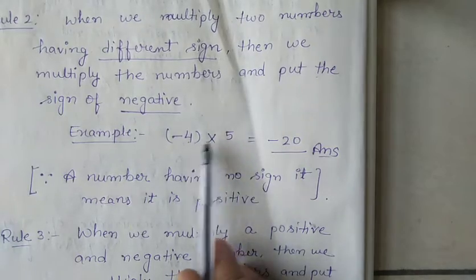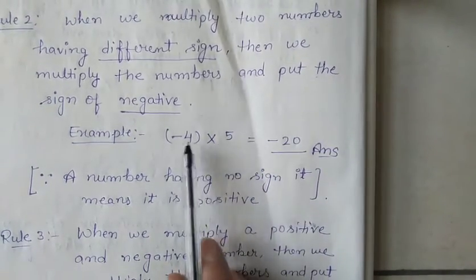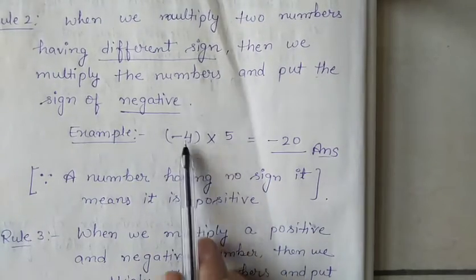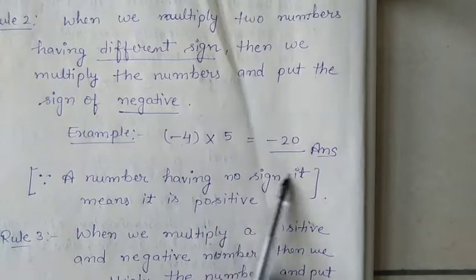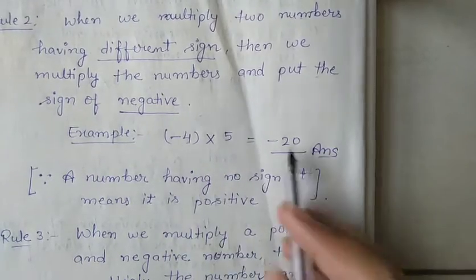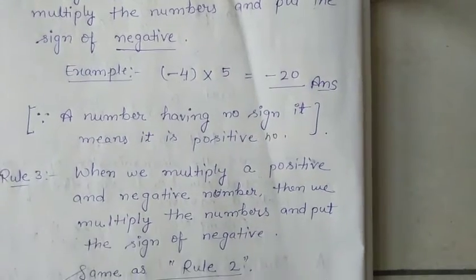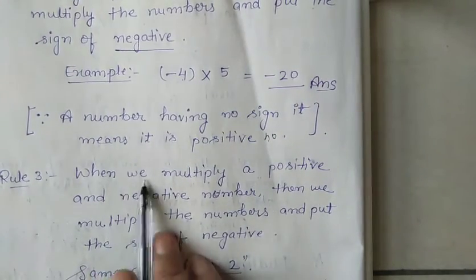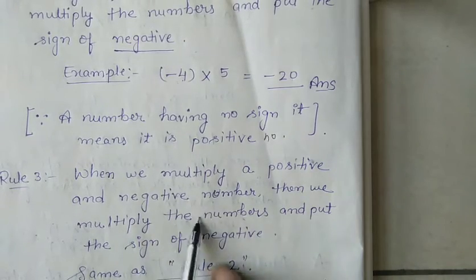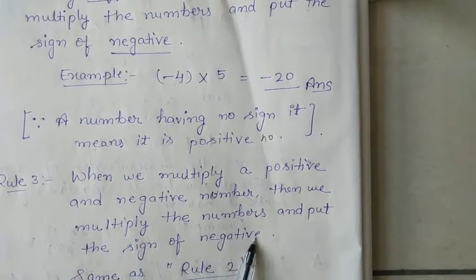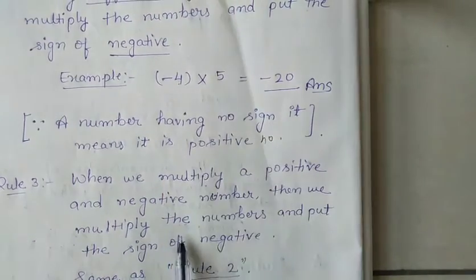So we multiply these two numbers, 4 into 5, that is 20, and minus into plus means negative into positive, so we put the sign of negative. A number having no sign means it is a positive number. Then the third rule: when we multiply a positive and a negative number, we multiply the numbers and put the sign of negative, same as rule two. The second and third rules are the same.